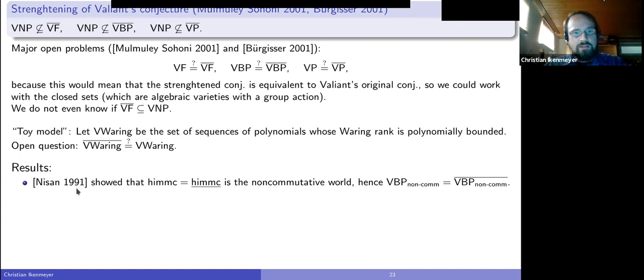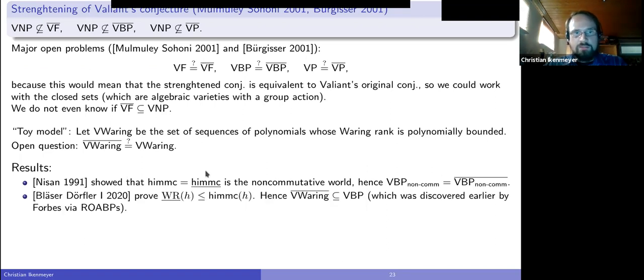An old one by Nissan showed that HIMMC is equal to HIMMC bar in the non-commutative world. So in the non-commutative world, this is all fine and nice. This is also one reason why I do like the HIMMC. And there's another result: we recently proved that the border warring rank is upper bounded by the HIMMC.